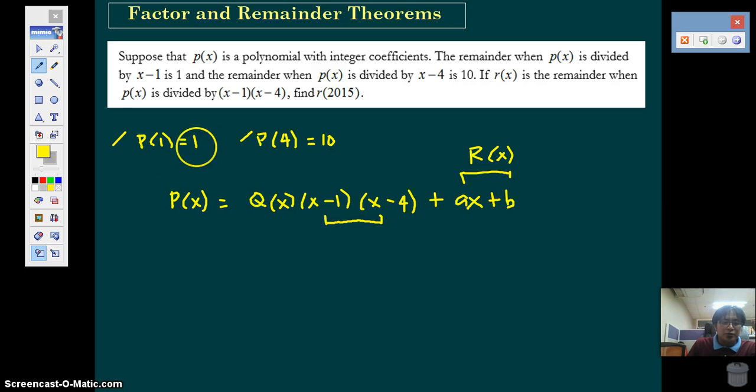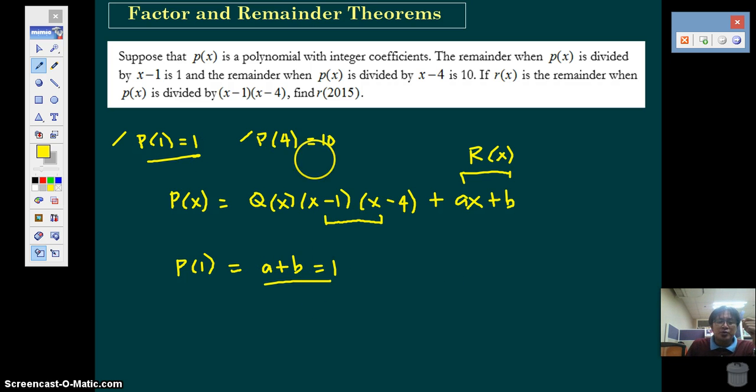Let's start with p of 1 equals 1. So p of 1 is equal to, notice that when you substitute 1 to this factor, 1 minus 1, it will become 0. So this whole thing will just become 0, and then 1 times a plus b. So this is a plus b, and it's equal to 1 according to this condition. So you have this equation.